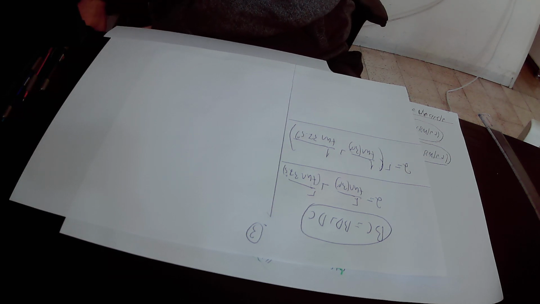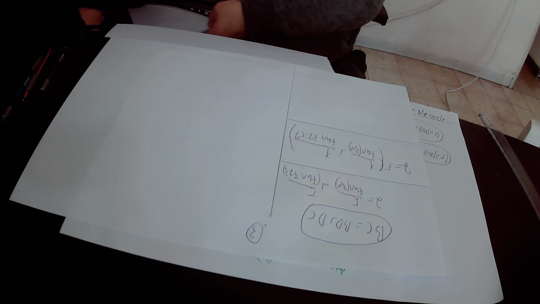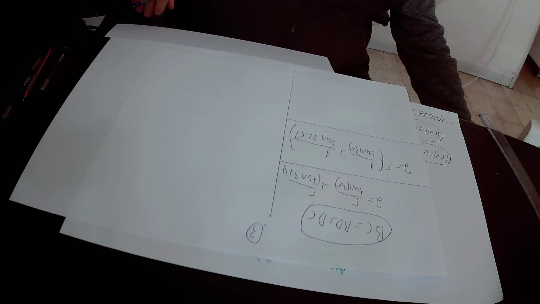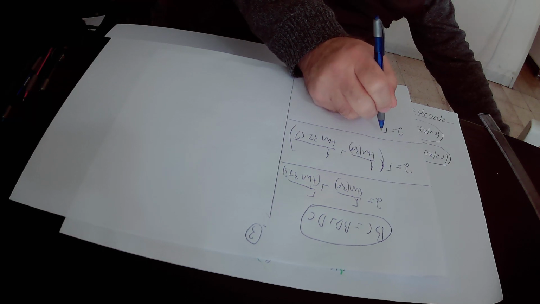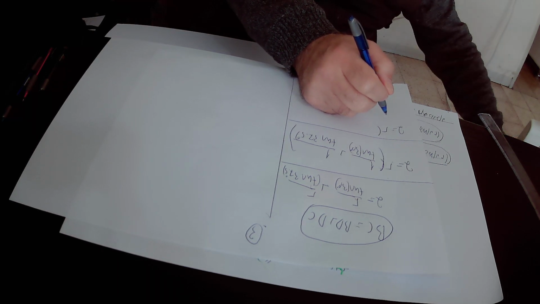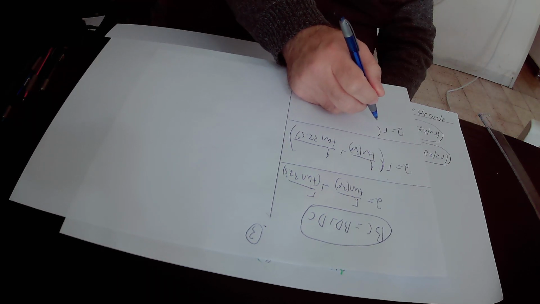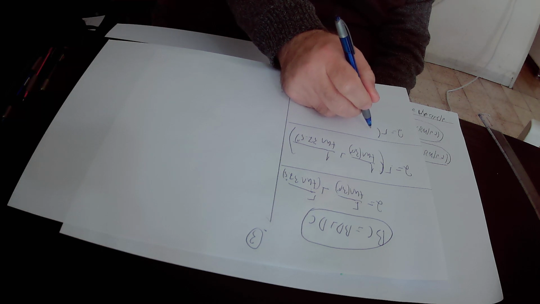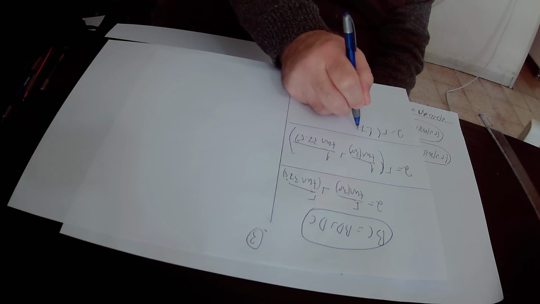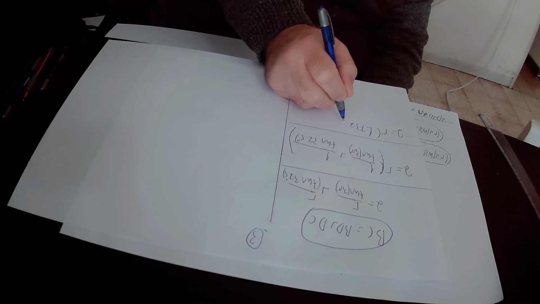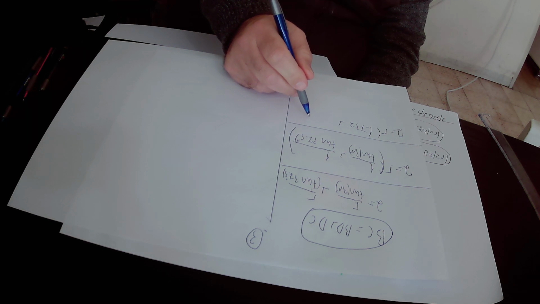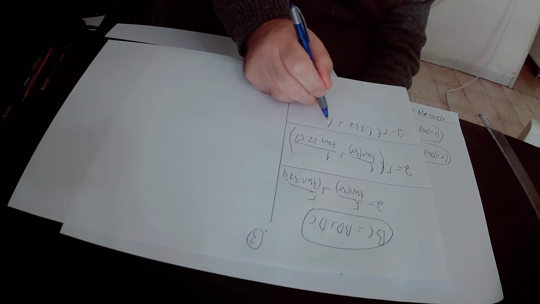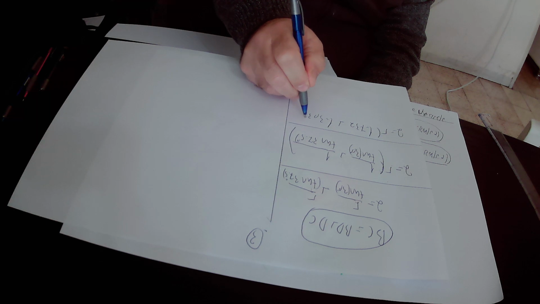So 2 equals R times, 1 over tangent 30 degrees is 1.732, plus 1 over tangent 37.5 degrees. 1 over tangent 37.5 degrees is 1.3032.